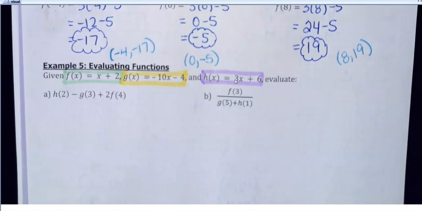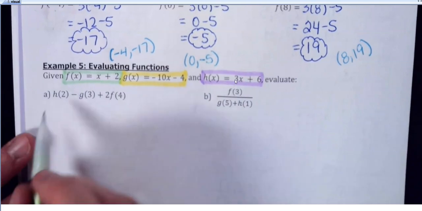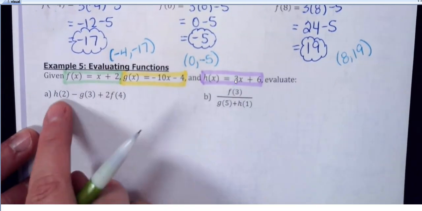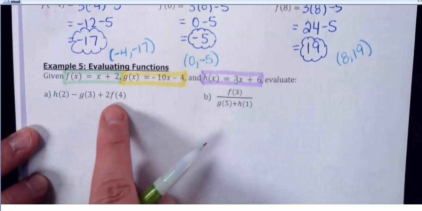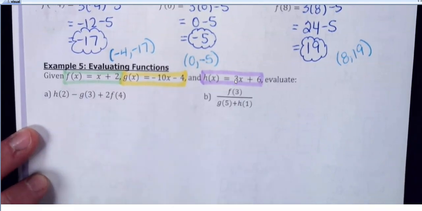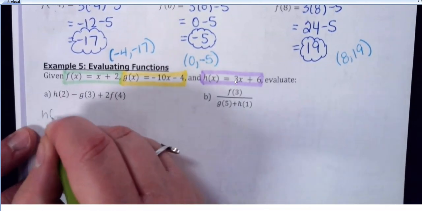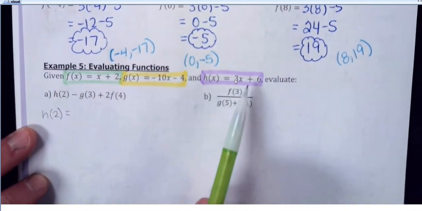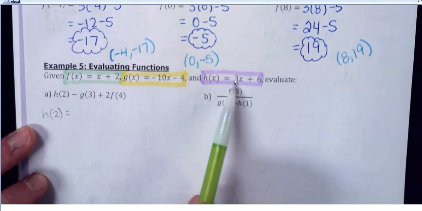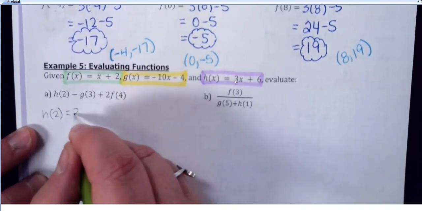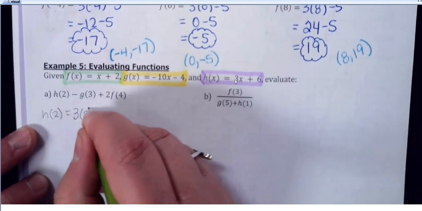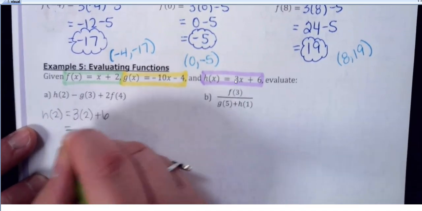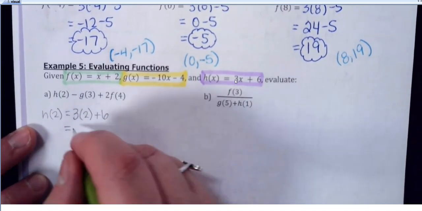So when I do these, the easiest thing I can tell you to do is figure out which one you need and then plug it back in. So for example, this one says h of 2 minus g of 3 plus 2 times f of 4. It's kind of like 3 problems in one. So I've got to figure out what h of 2 is. Just make sure you go up to the directions and grab the function rule that goes with the h. So that's 3x plus 6. Everywhere you see an x, we're just going to plug in 2. And so 3 times 2 would be 6 plus 6, that would be 12.